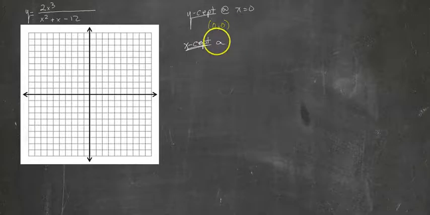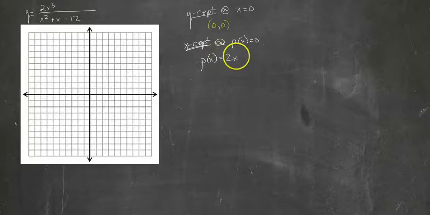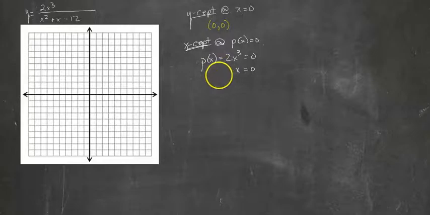So this is at p of x equals 0. My x-intercepts are wherever the numerator equals 0. And so I can see that p of x equals 2x cubed equals 0 at x equals 0. So it looks like when I found the y-intercept, I actually found the only solution as well. So this would be at 0, 0 as well.